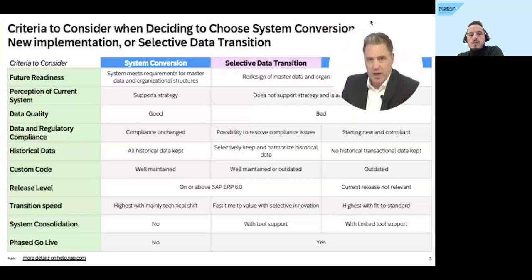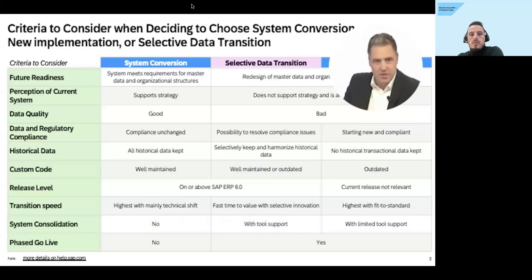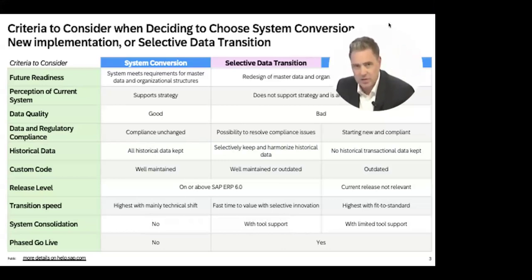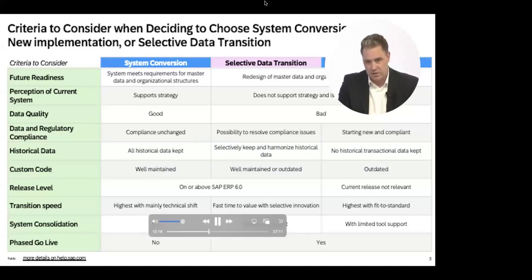So for instance, we have the future readiness. So checking the future readiness means to check whether the existing system already meets the conditions for the company's future. So does the system fit the company's strategy, the company's future, the further business? So that's really important to check how the old system fits the future business.